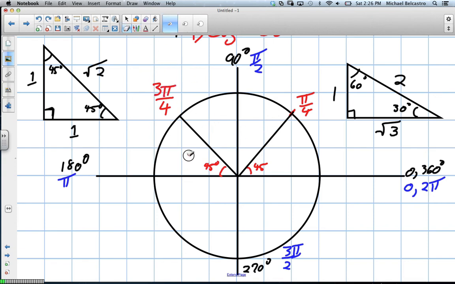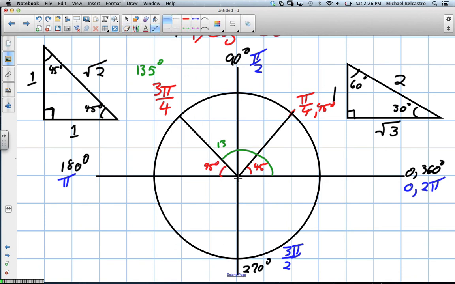Okay? Now, I know that's 45 degrees here, but technically what that is, starting from the beginning, is 135 degrees. So this is also known as 135 degrees. This one's known as 45 degrees. So we've taken that there.